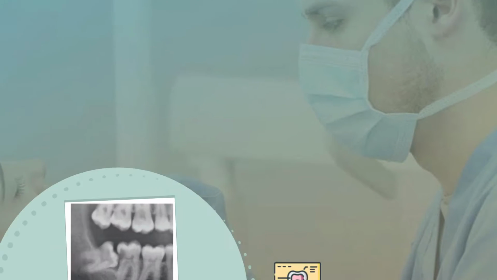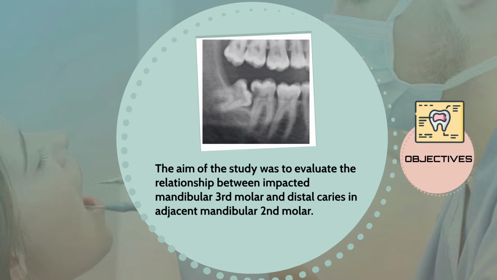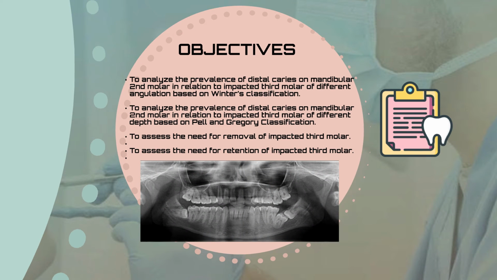This brings us to the aim of our study, which is to evaluate the relationship between impacted mandibular third molar and distal caries in the adjacent second molar. Our objective will be to analyze the prevalence of distal caries on mandibular second molar in relation to impacted third molar based on the Winters and Pell and Gregory's classification. Also to assess the need for removal and retention of impacted third molar.